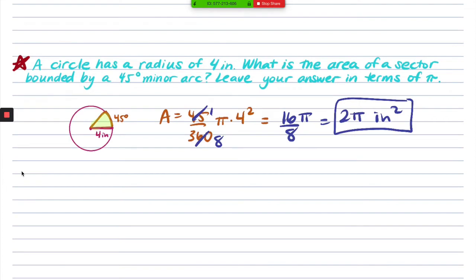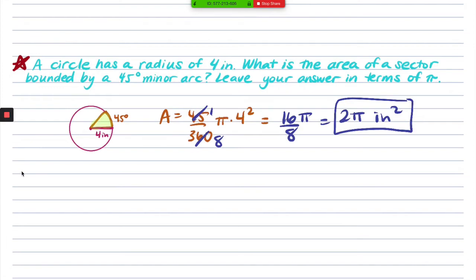Okay, here's the solution. Hopefully you got 2 pi inches squared. For this one, instead of putting it in my calculator, you can do it by hand. You can easily see that 45 is half of 90. So there's 2 here, 1, 2, 3, 4, 5, 6, 7, 8. This is 1/8 of the circle. So I change that to 1/8. 4 squared is 16, so 16 divided by 8 is 2. So our answer is 2 pi inches squared.